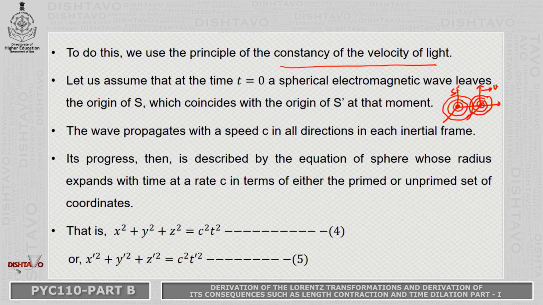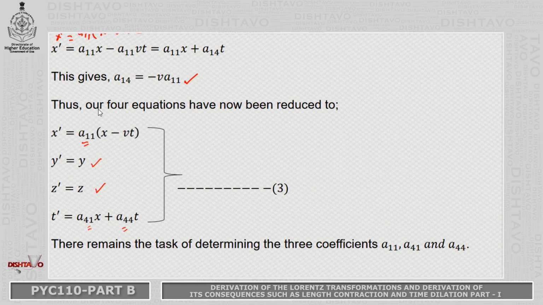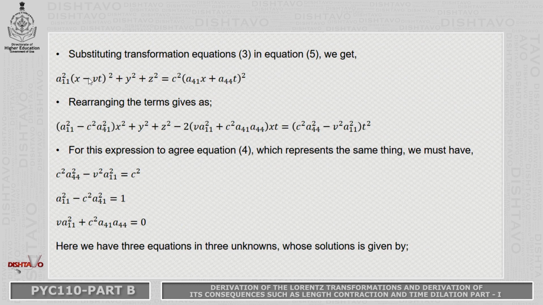It is x dash square, which is a11 x minus vt. So we should write it as a11 square x minus vt whole square, plus y dash square is y square, plus z dash square is z square, plus t dash square, which is c square a41 x plus a44 t whole square. Now rearrange these terms.